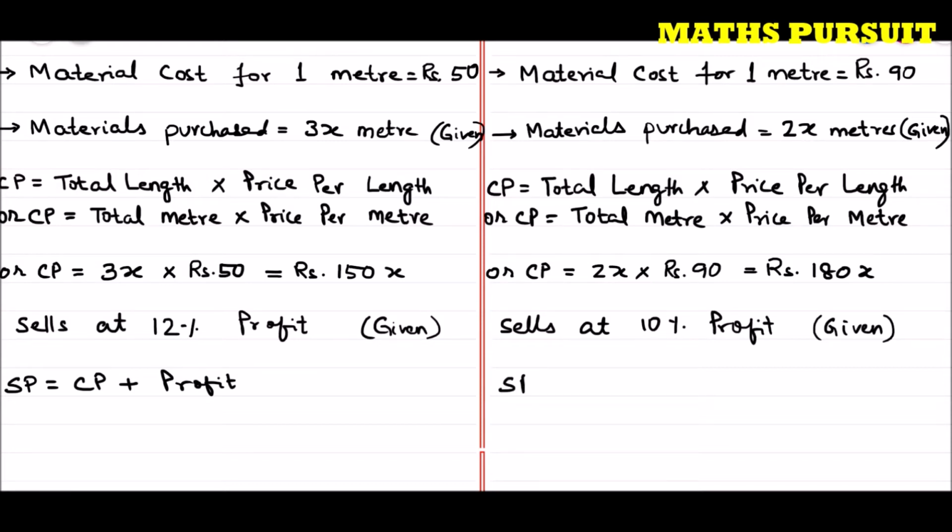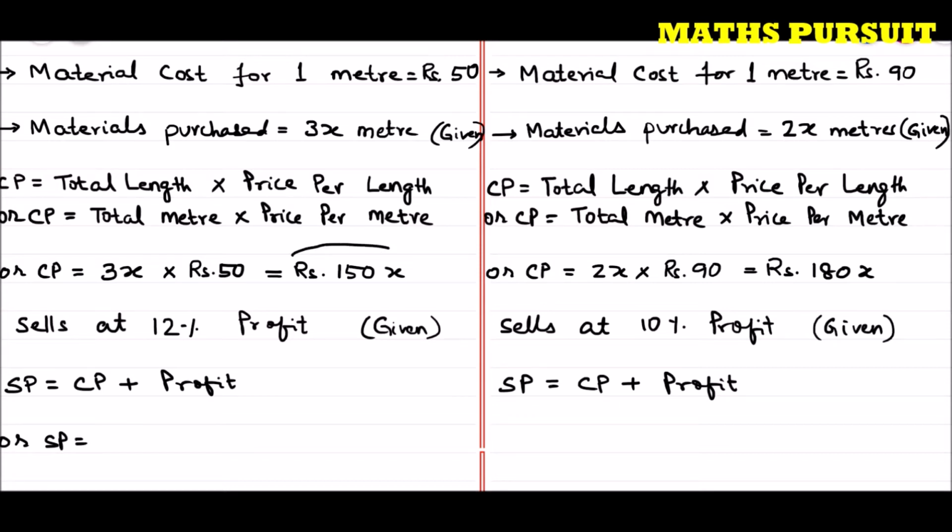So I can note it down here. Selling price is equal to cost price plus profit. And as I told you, profit percentage is nothing but the percentage of the cost price. On top of cost price, 10% for trouser material and 12% for shirt material, Hassan is selling. Or I can write selling price is equal to cost price. What we got?